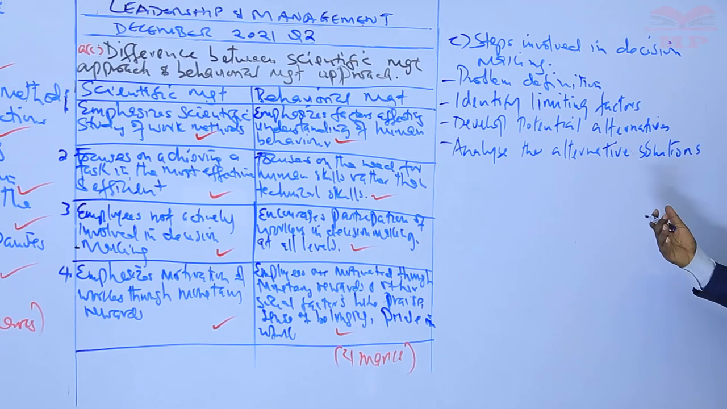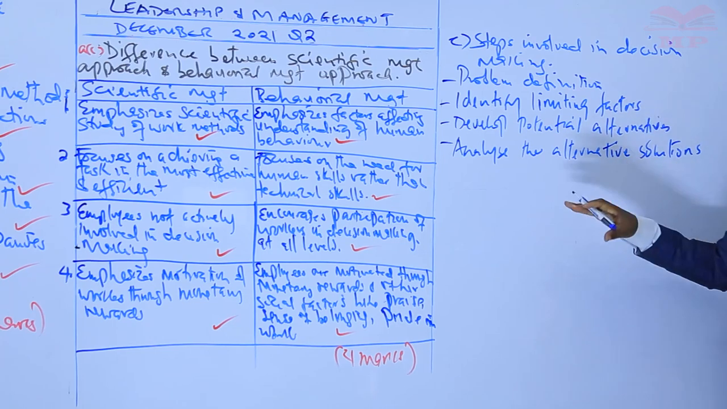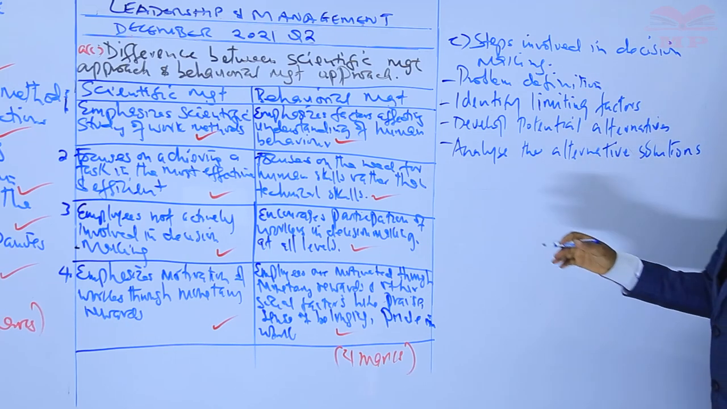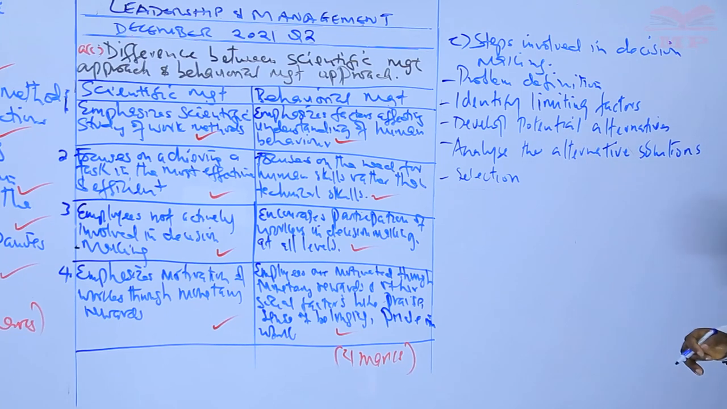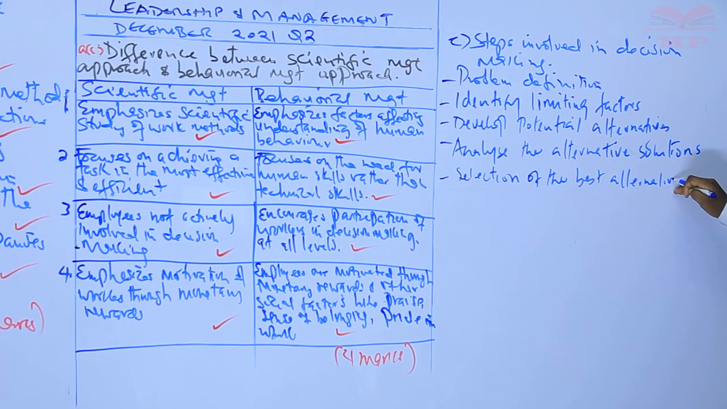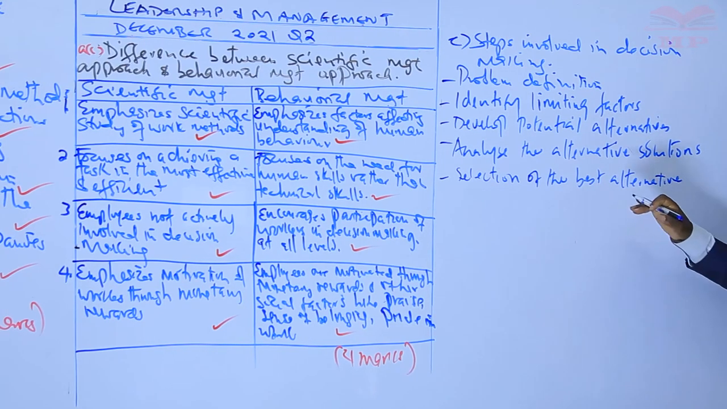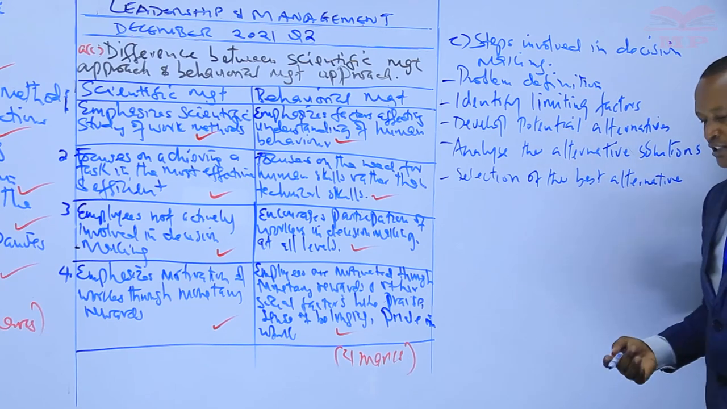All right? Then, after the analysis is done, after considering each and every alternative solution based on the merits and demerits, cost-benefit analysis, and so on, the next obvious step is selection of the best alternative. There has to be a criteria for selecting the best alternative. After a manager has analyzed all the alternatives, she or he must decide on the best one. And the best one is one that produces the most advantages and the fewest disadvantages.